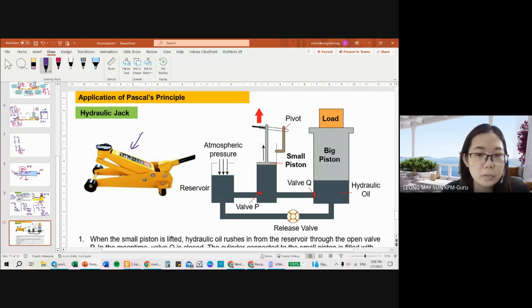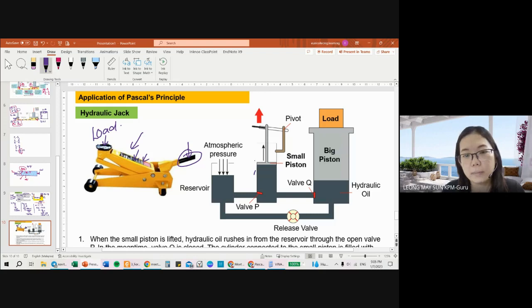Usually they press down this particular handle, and inside here is where the hydraulic oil is located, and this is where the car is going to be placed. So this is the load area. This is a hydraulic jack in real life, but how does the application of Pascal's principle happen in a hydraulic jack? We have to look at the right-hand side picture.